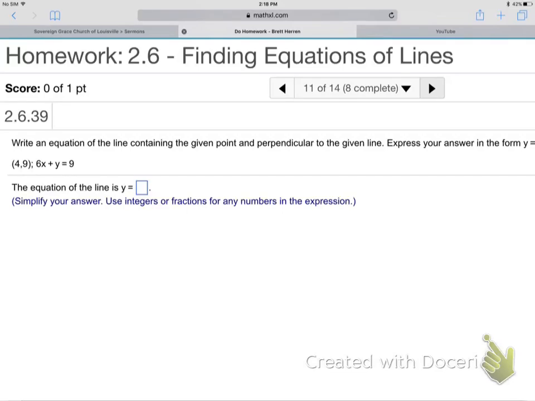Okay. So notice the key word, perpendicular. So it's just like the last one. There's the words, write the equation. You've got to get your own slope, but when you get it, flip it and change the sign, right? Because it's perpendicular. So then try that one.